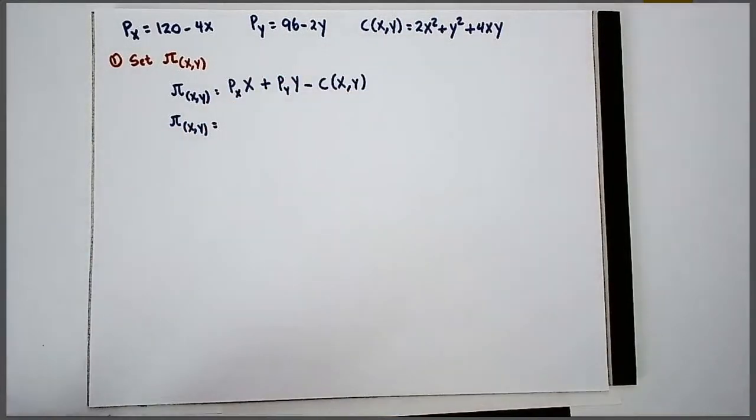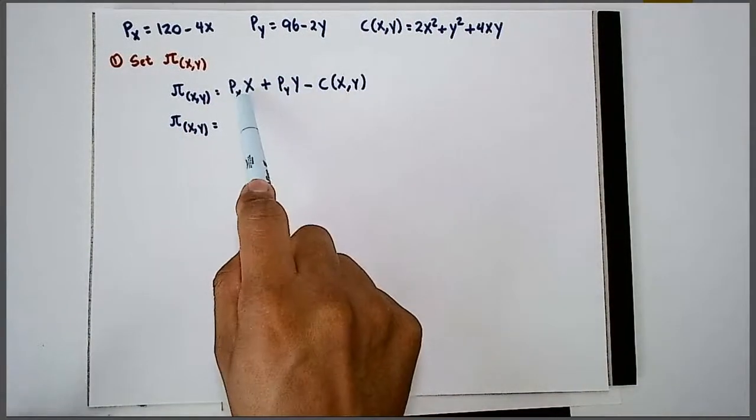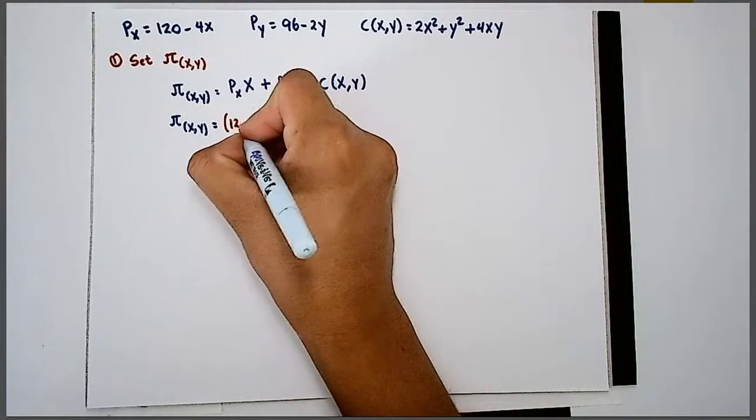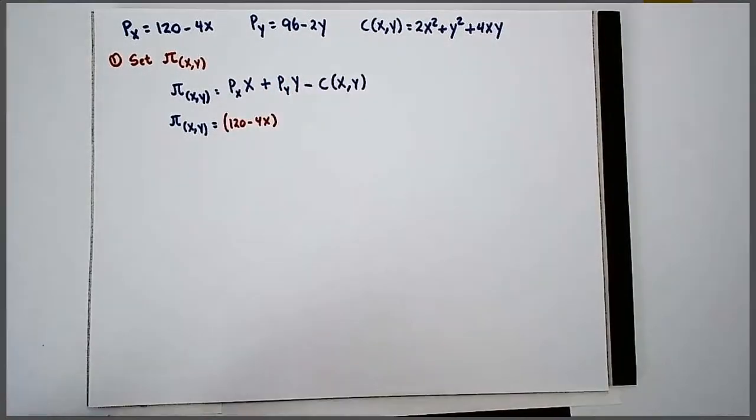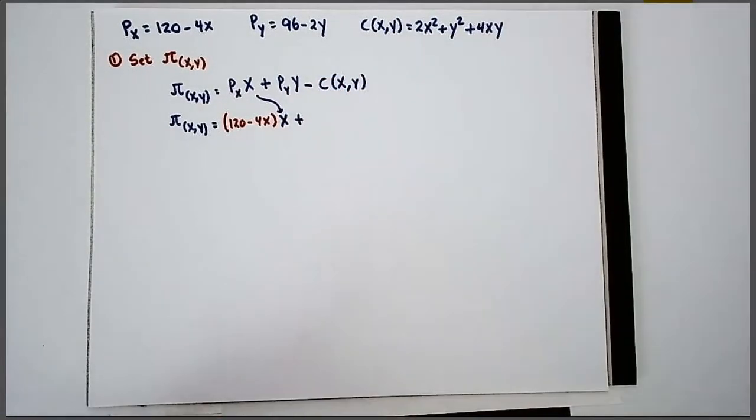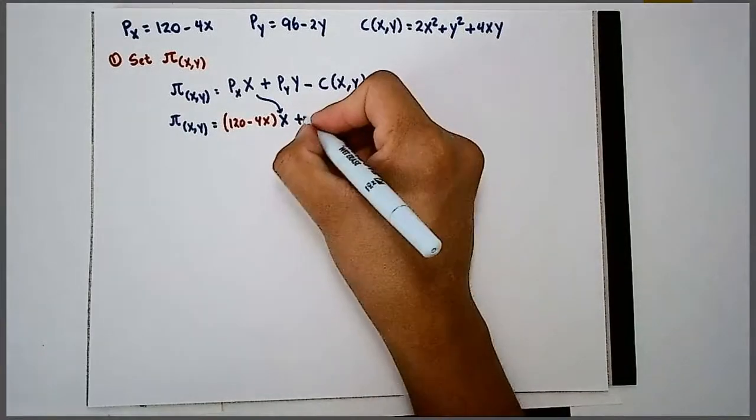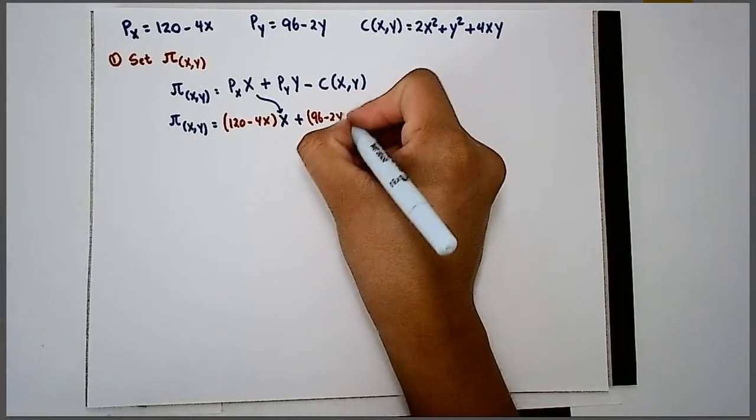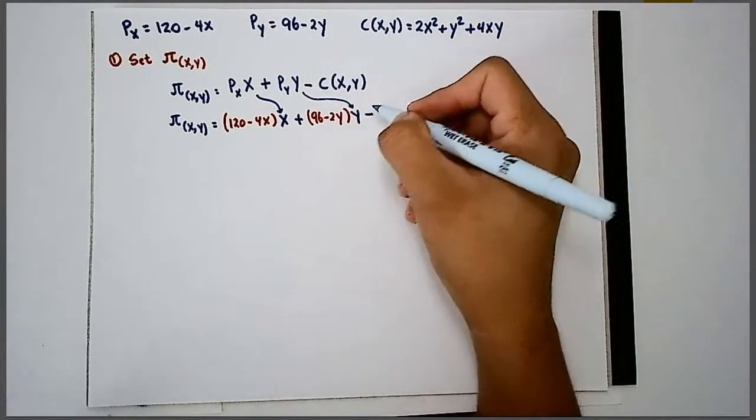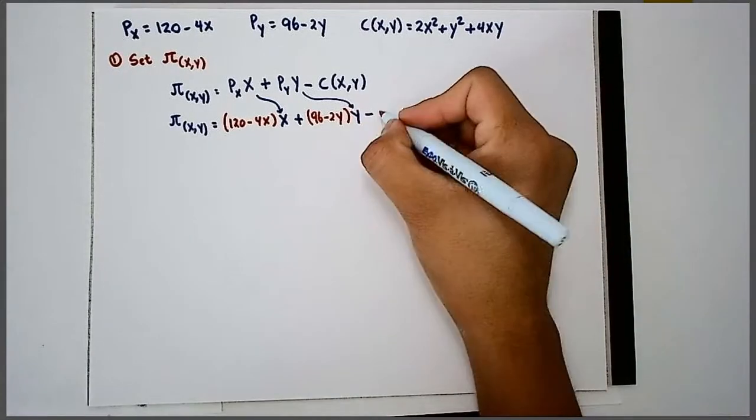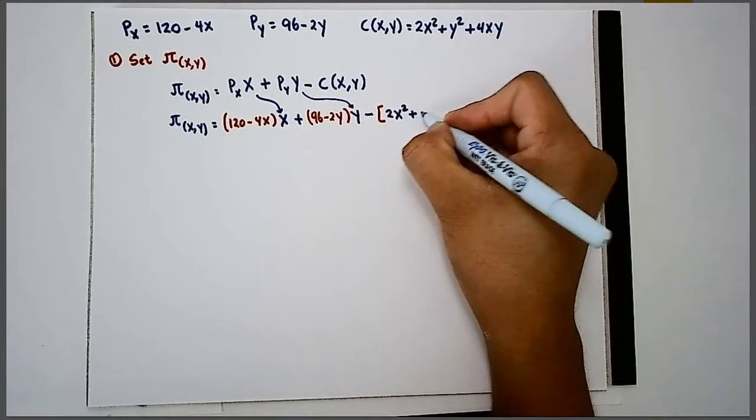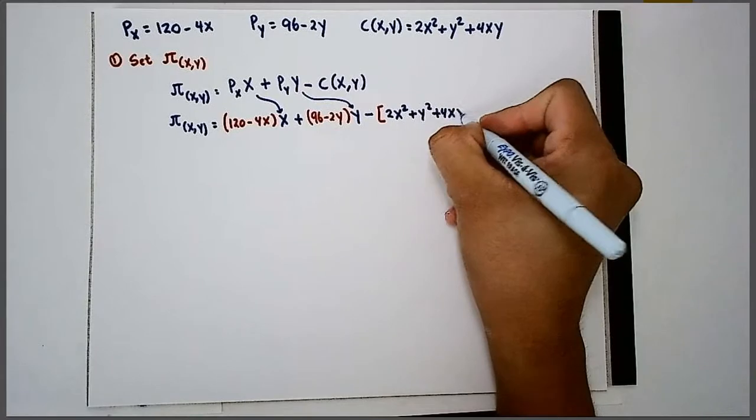Here we can use the inverse demand to express the price as a function of quantity. So here we set 120 minus 4x times x plus, instead of the price of y, we write the inverse demand times y minus the cost function, which is 2x squared plus y squared plus 4xy.